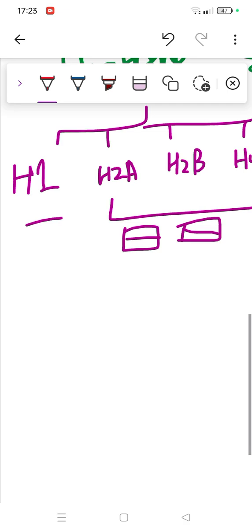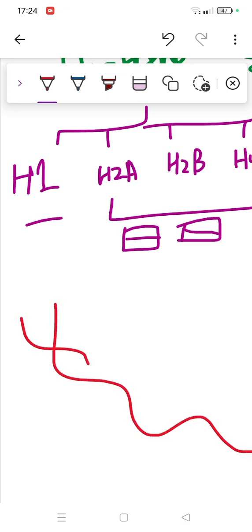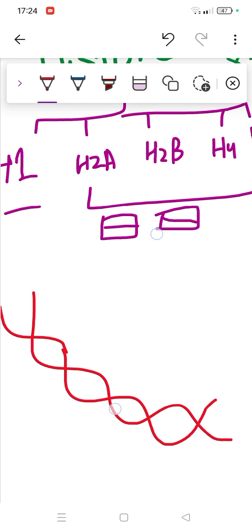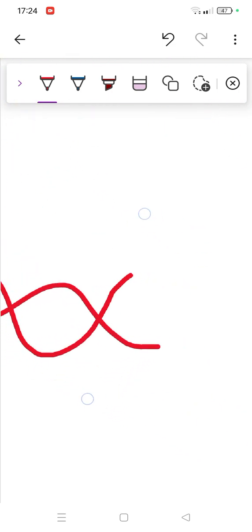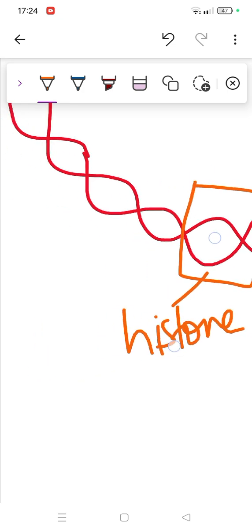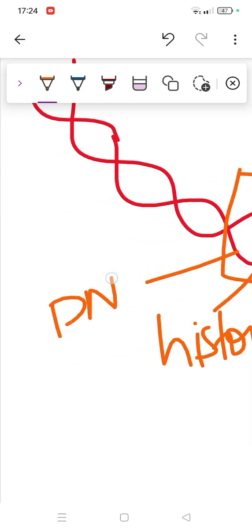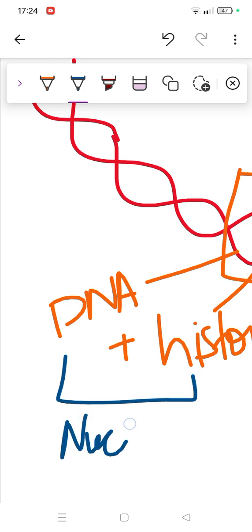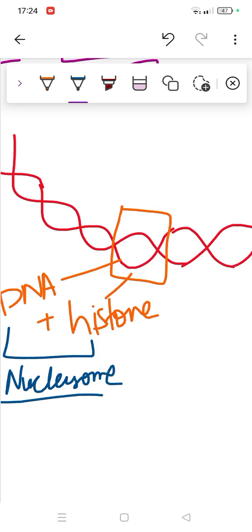So here comes the structure which we are going to discuss. If this is the DNA, and here is the attachment of protein, which protein? Of course, histone protein. DNA plus histone. Whenever you see DNA plus histone, we give it the term nucleosome. So never get confused about the nucleosome. Nucleosome is simply when DNA plus histone are combined.